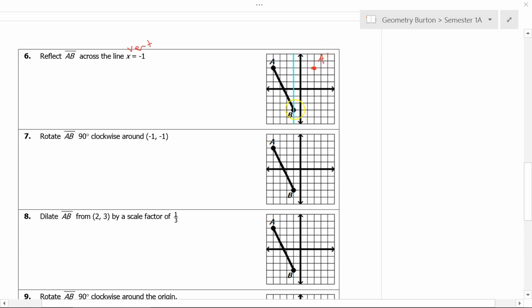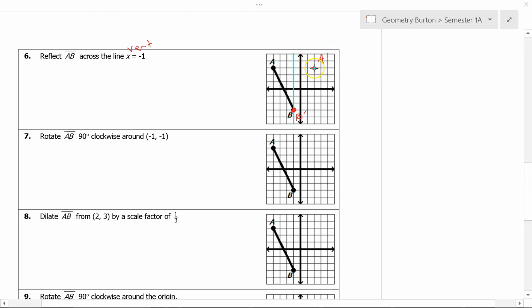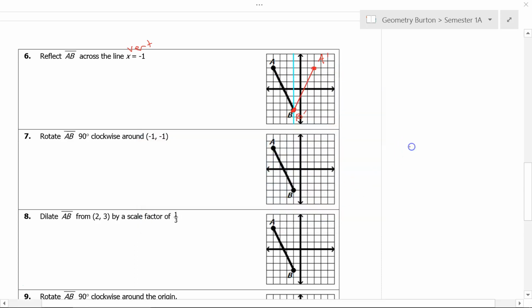B is right on the line, so when you reflect and you have a point on the line, it does not move. So my B prime is going to be in the same spot as my B. Alright, now temporarily when I go to draw this line, it's going to be turquoise. But I'll just jump over and jump back. Change it to red real quick.